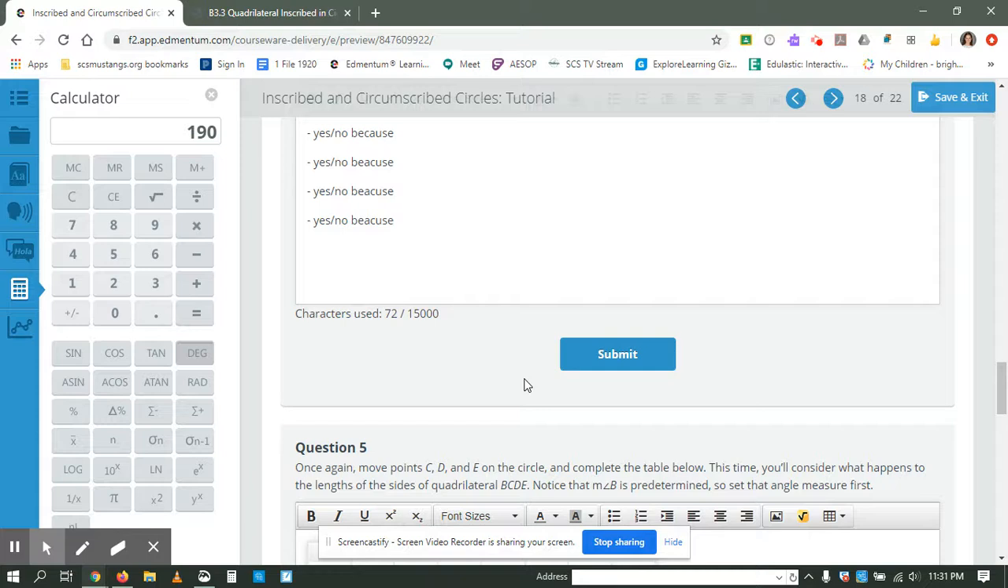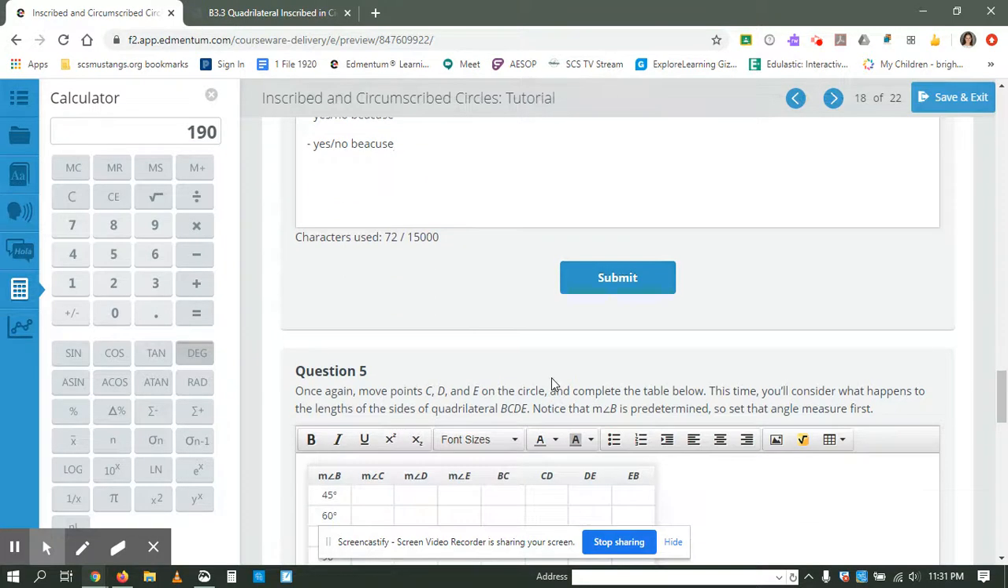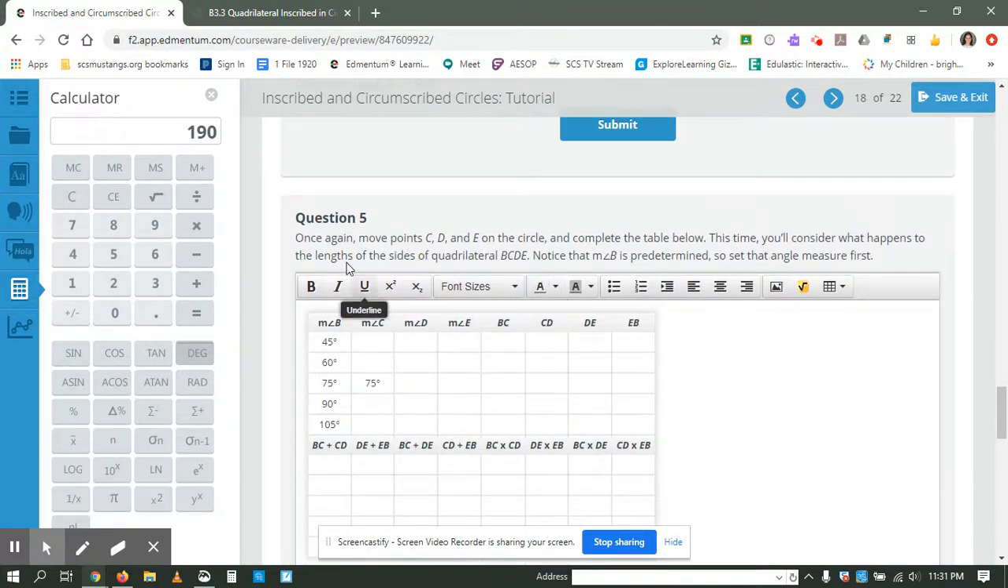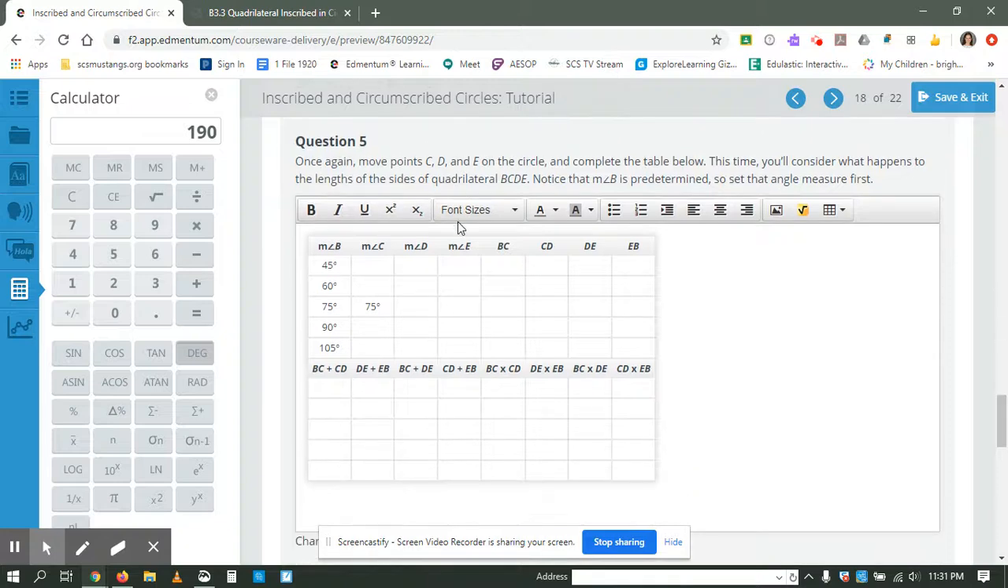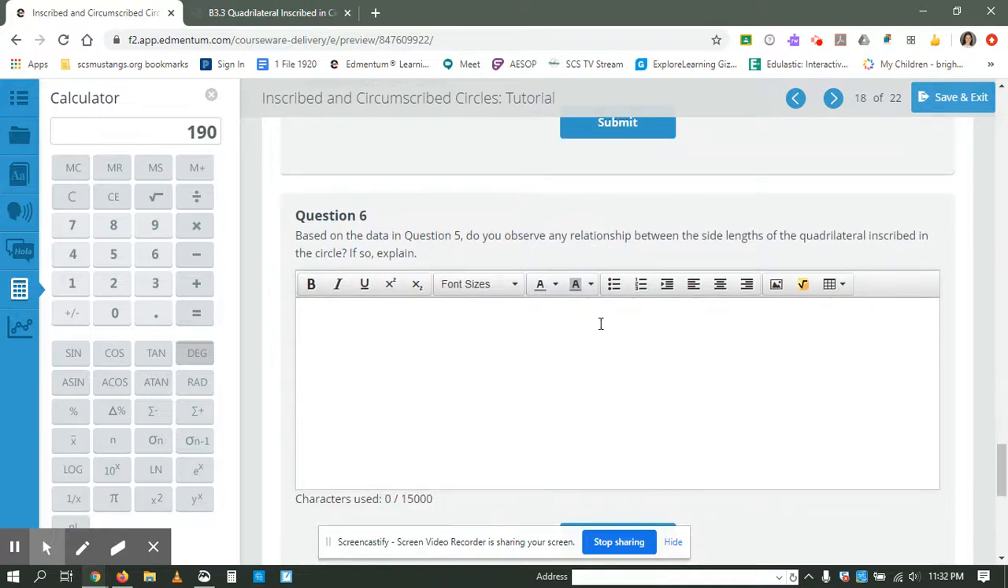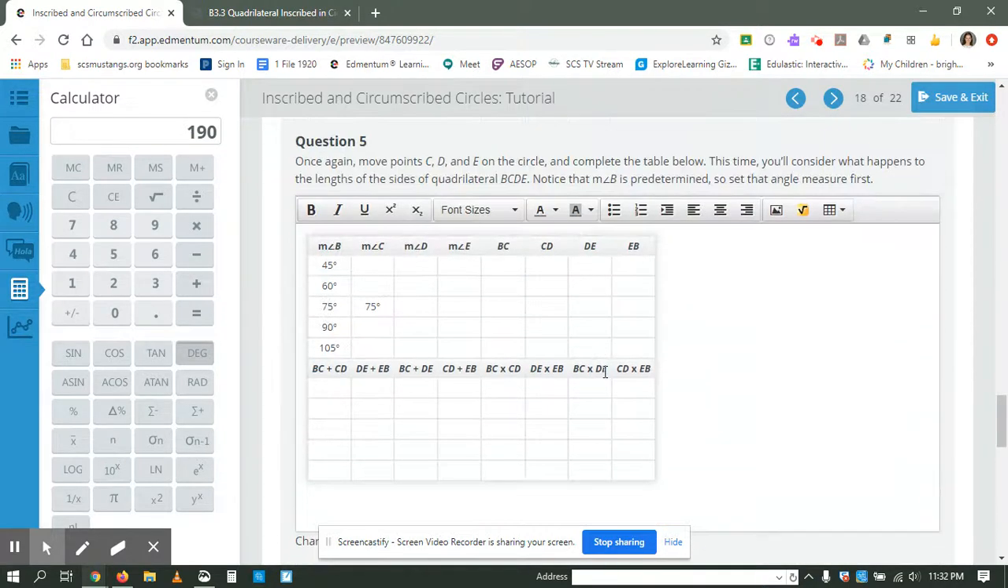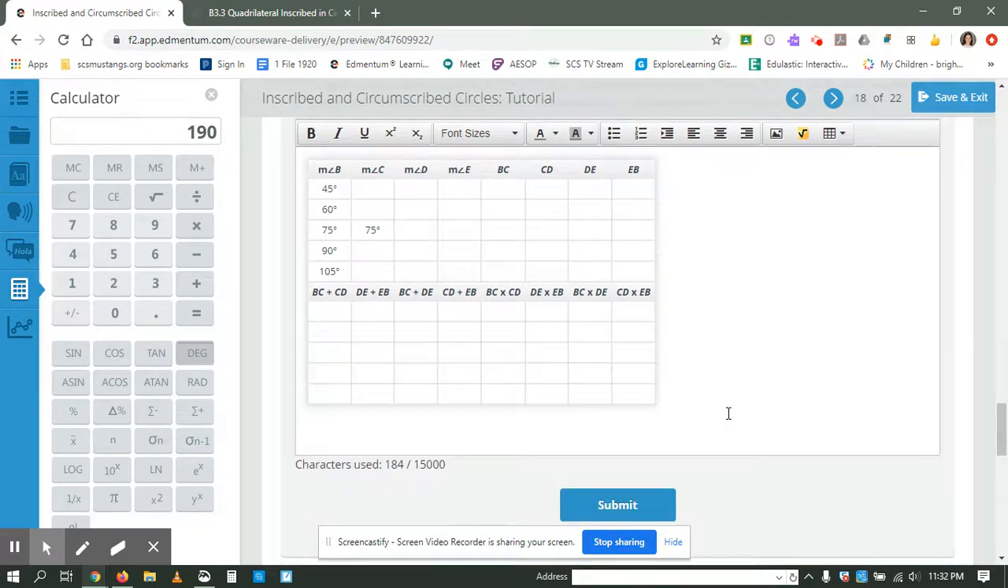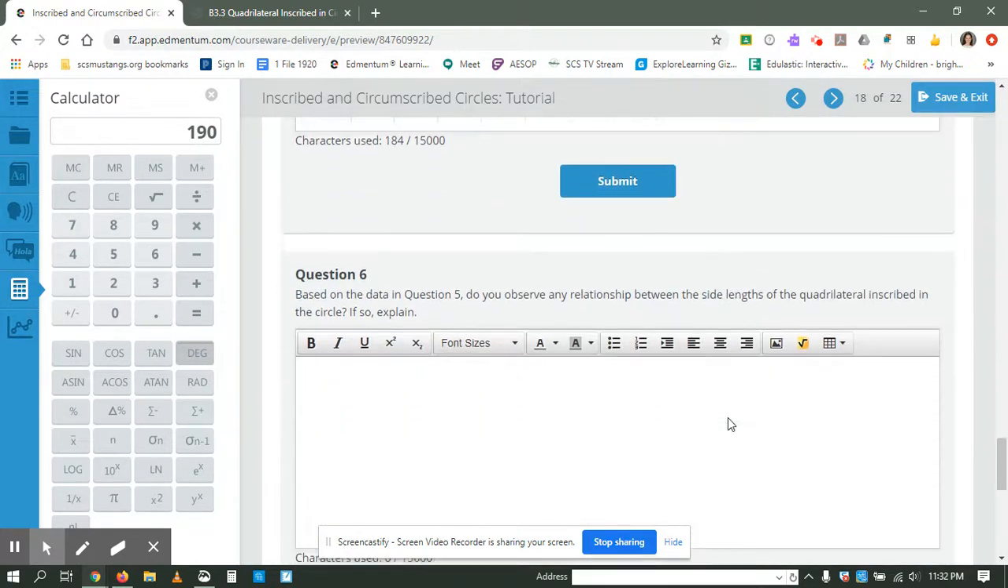And then once you get that done, go ahead and click the submit button. And then moving down to question 5, I'm going to go ahead and let you skip those. It's question 5 and question 6. There ends up not being any type of relationship at all. So I'm not going to have you take time to set those up and do those.